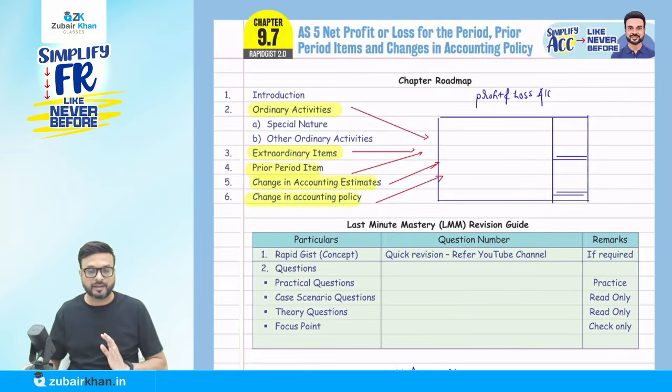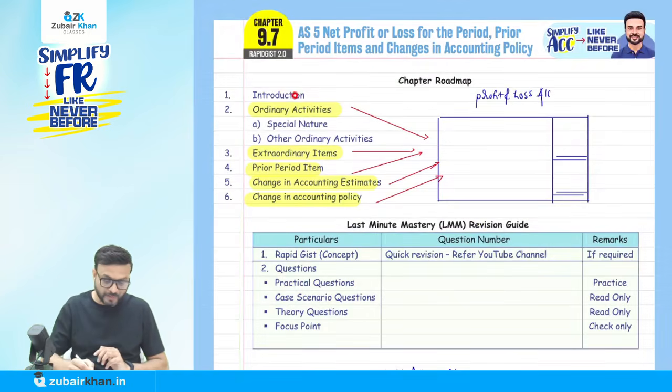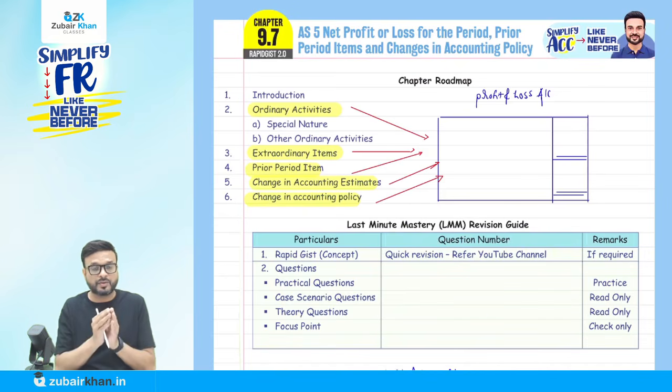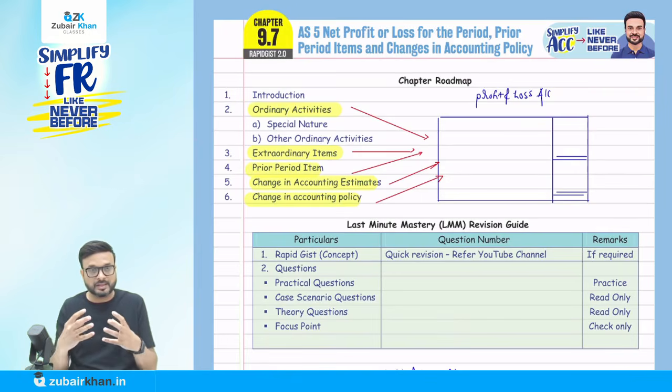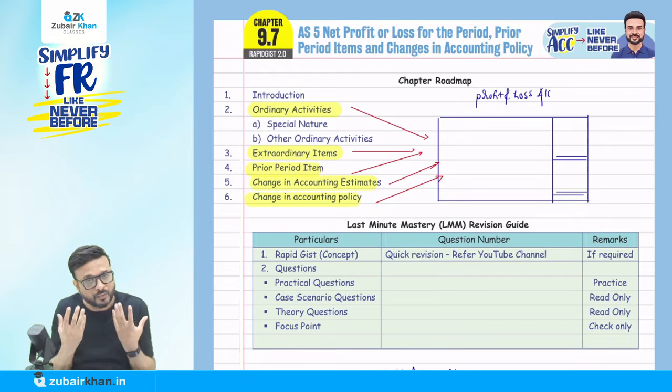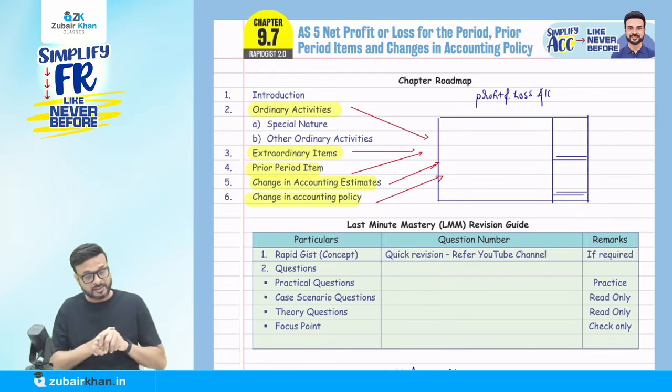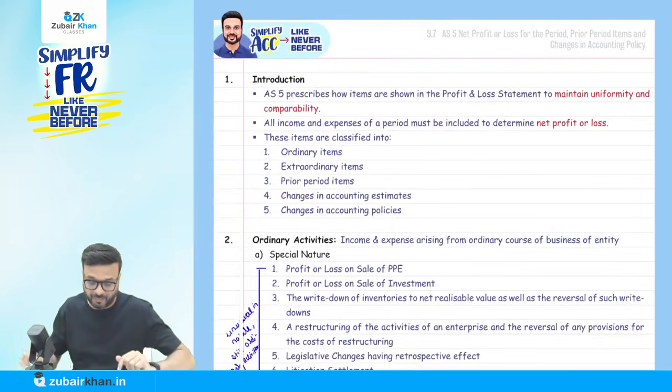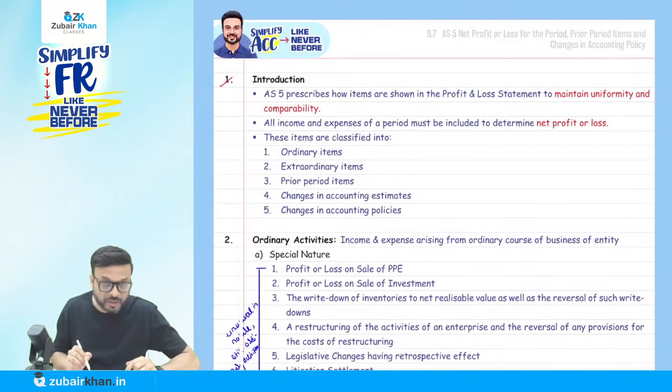So what we'll do here: first, we will discuss the introduction, which I already discussed with you. But we will see each of these five items individually. We'll discuss what they mean and how to present them in the P&L account. It is so simple. So let's start, one by one. First is the introduction.